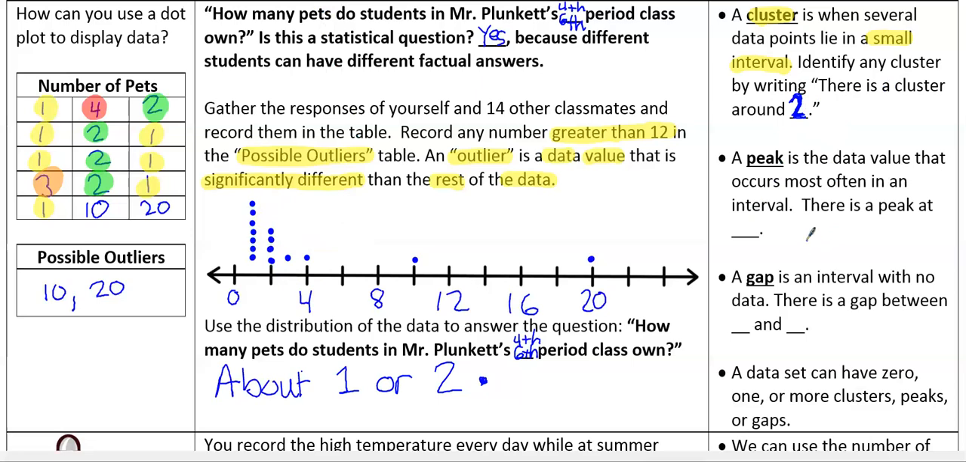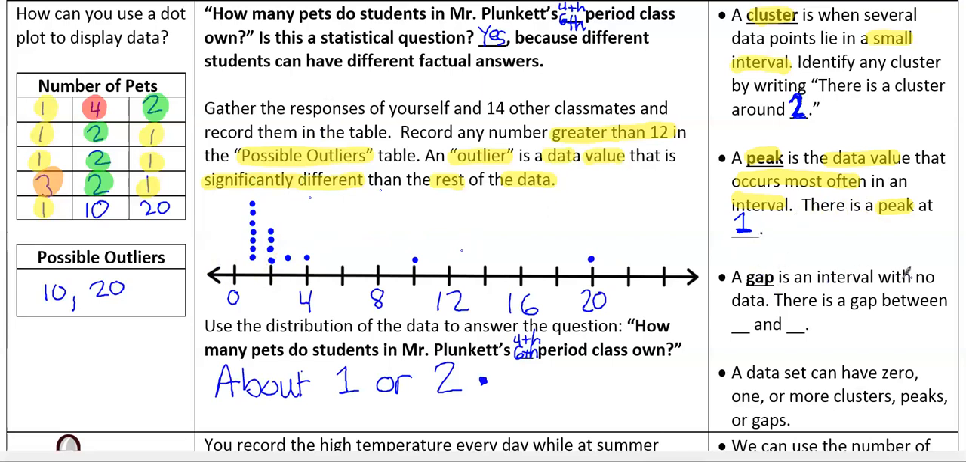That's cool. A peak, like a mountain peak, is a data value that occurs most often in an interval. There is a peak between 1 and 4. Where's that peak? There it is. It's at 1. That peak's at 1. And later on, we're going to find out that that peak also represents the mode of the data, the value that comes up the most.